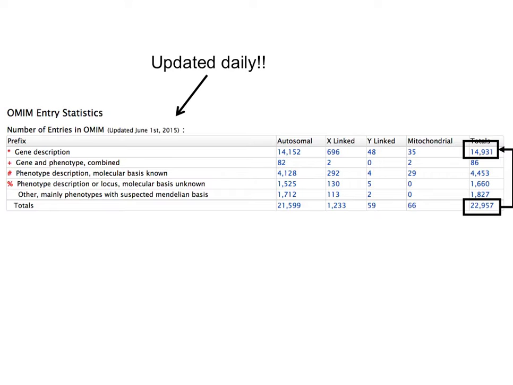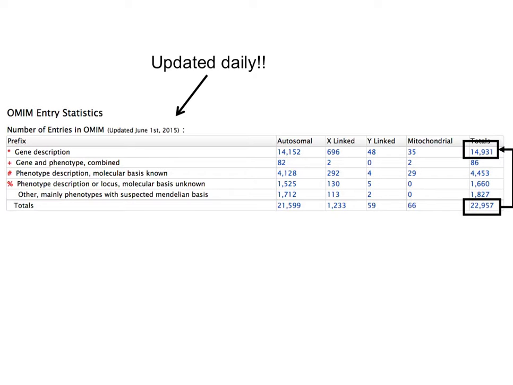So back here, a little bit more about the OMIM database. You can see some of the statistics. It's updated every day. There's right now almost 23,000 different records in the OMIM database. Almost 15,000 of them are linked to an actual gene description that is linked to a phenotype, which I find pretty amazing. And you can see it's broken down into 14,000 autosomal genes, almost 700 X-linked, 48 Y-linked, and even mitochondrial linkage to human genetic diseases.